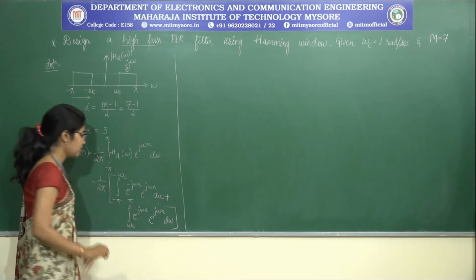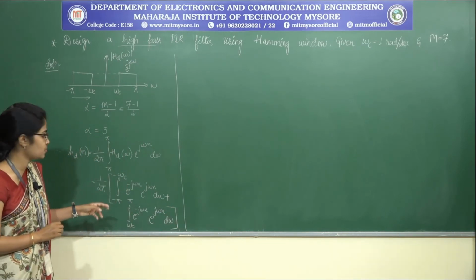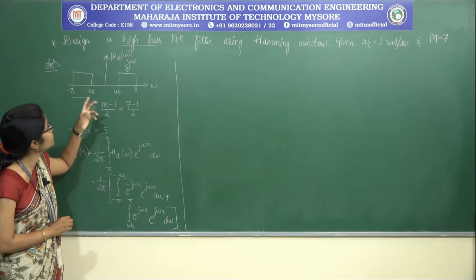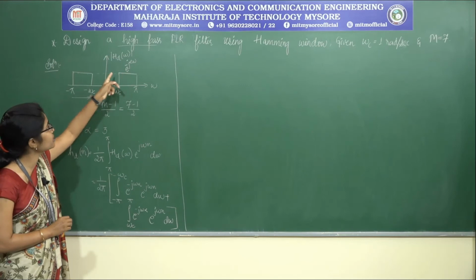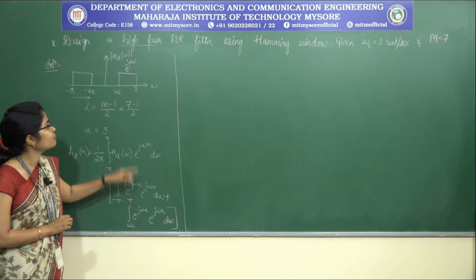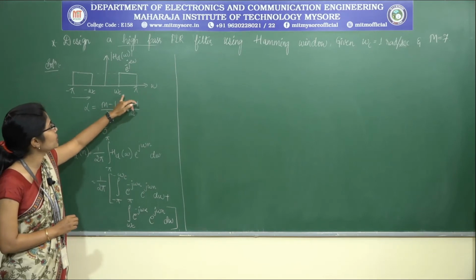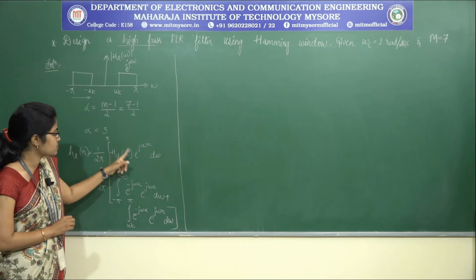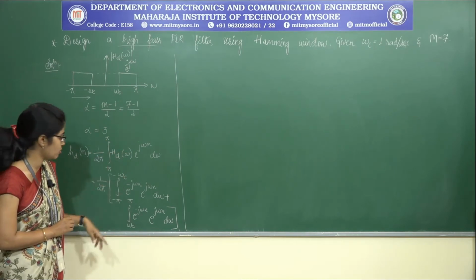So even though they have not given the desired frequency response, we know the desired frequency response H_D of omega for the high pass filter: H_D(ω) = e^(-jωα) for ω greater than ω_c and less than π. Keeping that in mind, we can substitute the value for H_D of omega.